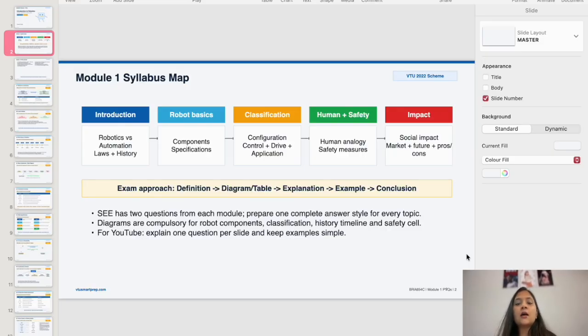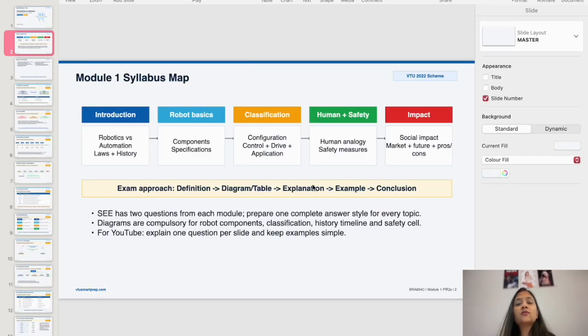For the VTU exam, always write the answer in this flow order: definition, then diagram or table if needed, and then the explanation. Then you can give examples and conclusion. This is the flow of writing if it is asked for 8 to 10 marks, so you can use this flow to write your answers. And wherever possible, draw the diagram neatly because diagrams help you score more marks.